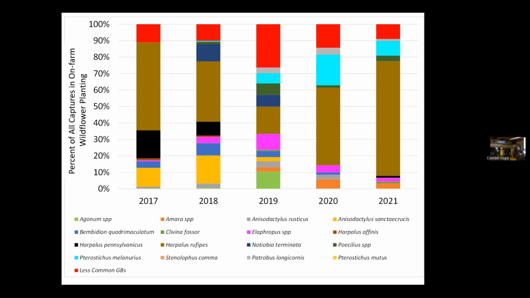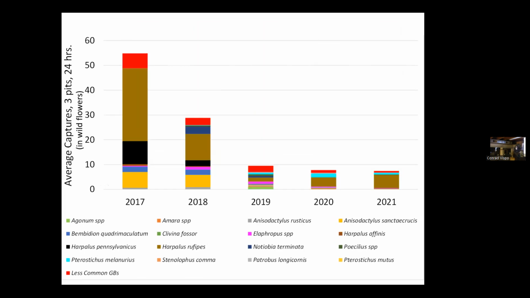It sort of surprised me in some ways, because when you look at this, you can almost say, well, they're not the same, but Harpalus rufipes is most common here and here. You have some of the same colors. 2021 is certainly not identical to 2017, but it looks more like 2017 than 2019 does. But there's a catch. This is just showing you the percent of composition. If I show you the actual captures, it goes like that.